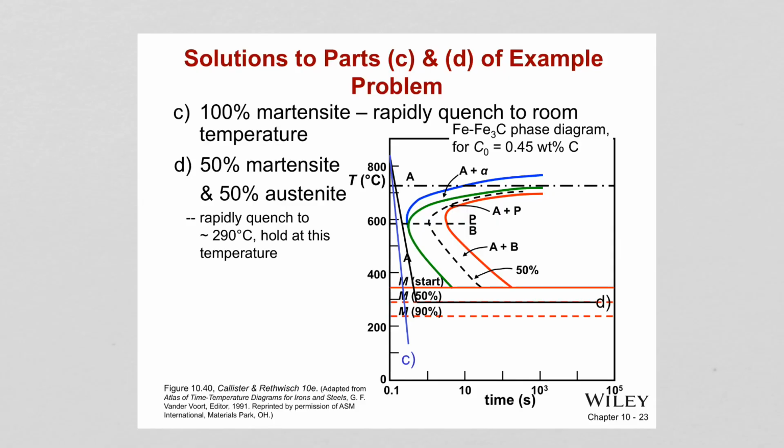And what about 50-50? It is easy. You again rapidly cool it to the 50% martensite line, and then keep that material at that temperature, which is approximately 290 degrees C. So then, of the whole structure, all austenite, 50% of it will transform into martensite.